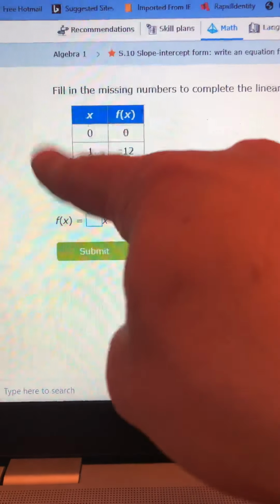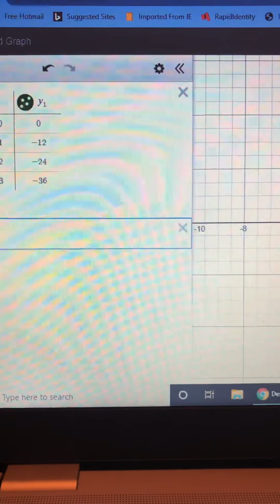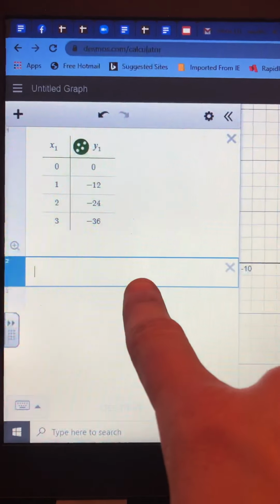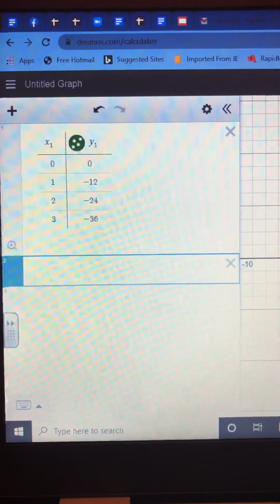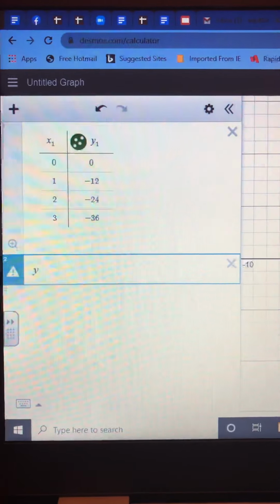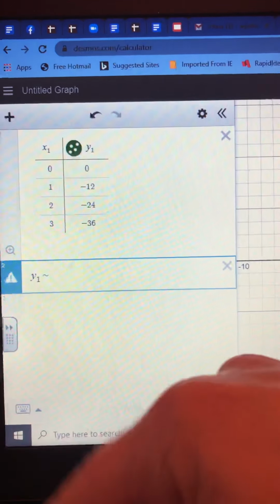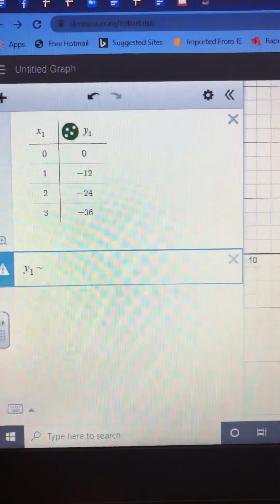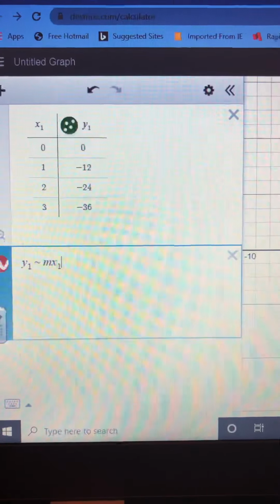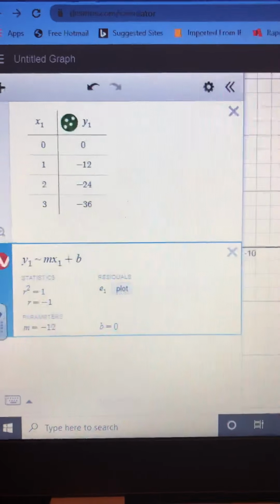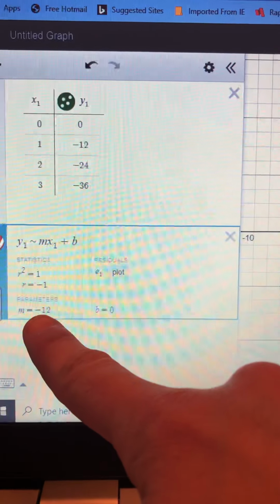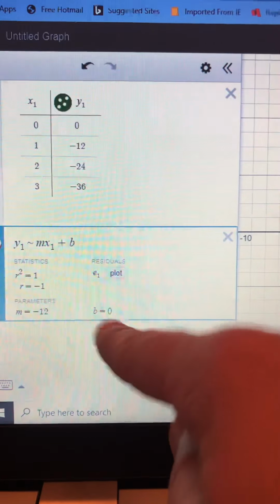So what I want you to do is input this table into Desmos, which I've already done for you here, and then you just input here in box 2 what you would put in Desmos for it to give you an equation, which will be y sub 1 is approximately, remember you got to use that squiggly line to the left of the 1, the shift and the squiggly line. So y1 is approximately mx sub 1 plus b. And that's going to tell me right here that my slope, my m, is negative 12. And my b, my y-intercept, is 0.